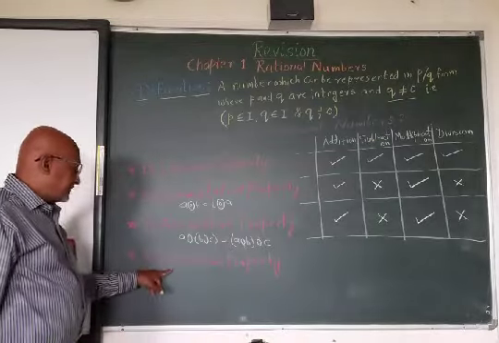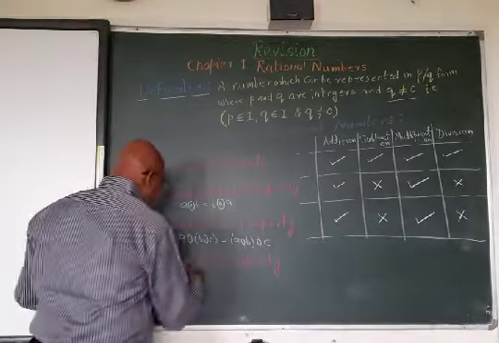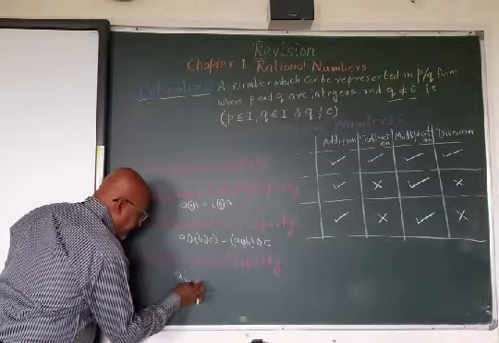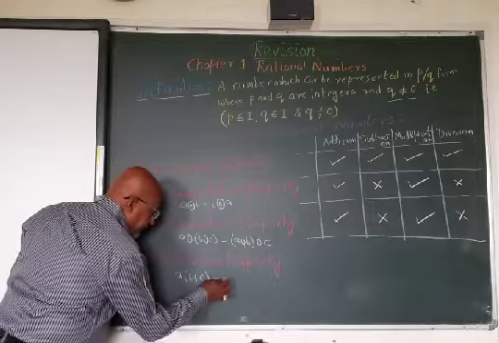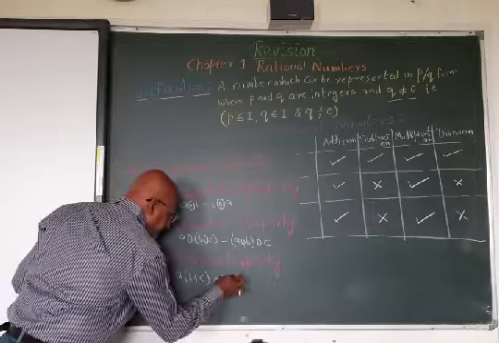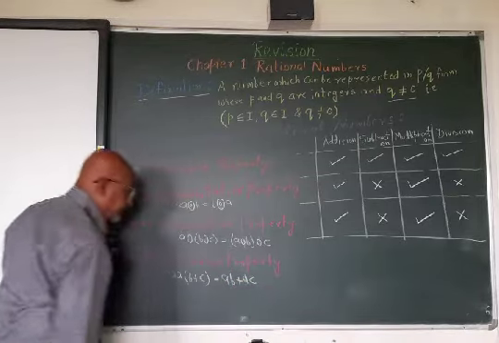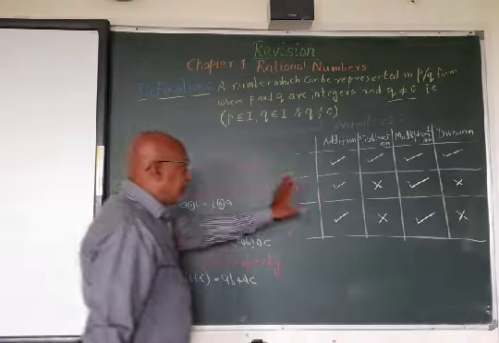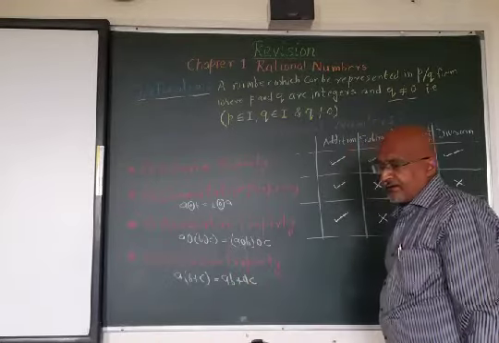Now next comes the distributive property. Now what is the distributive property? Say A multiplied by B plus C is equal to AB plus AC. Now it doesn't come under this. This is a bit separate.